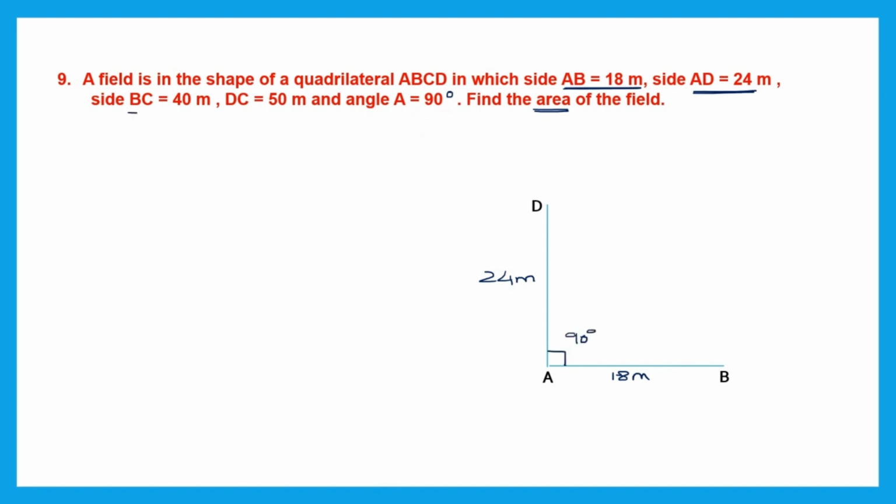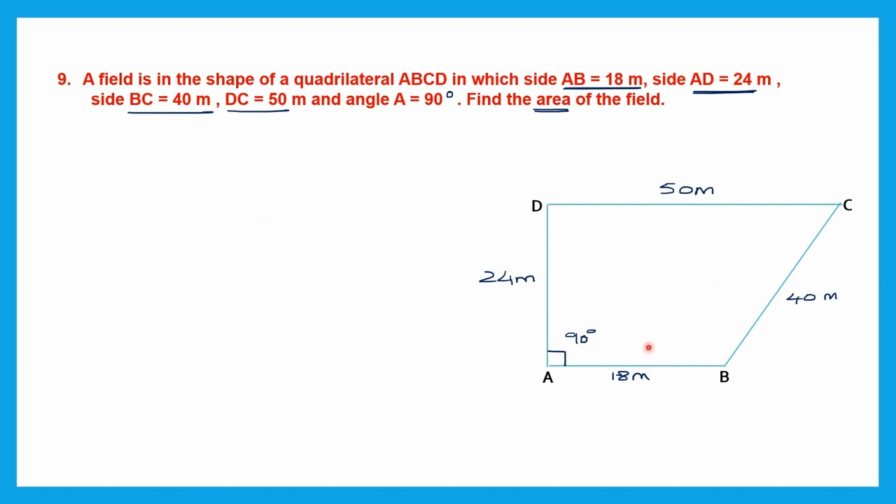Let's continue. Now BC, that means we have B here. BC is 40 meters. That means it's a longer line. You can't have a straight line because this is 24. So if it is 40 meters, it will be still longer. So let's draw that. So we have BC and this is 40 meters. And then we have DC. DC is 50 meters. So this line that we have drawn now, this is 50 meters. So we have followed all the instructions in the question and we have drawn a quadrilateral.